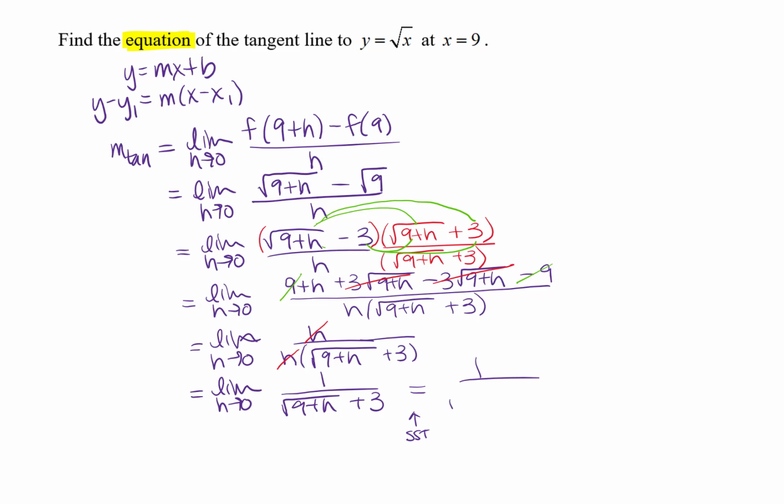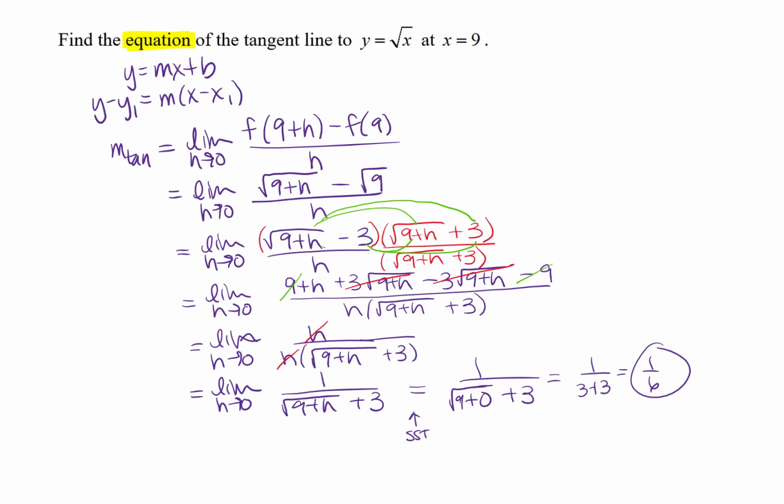So I'm not writing the limit anymore because I'm actually evaluating the limit. On the denominator it looks like I have a square root of 9, which is 3, and then plus another 3, so I get 1/6. All right, so unfortunately we're not all the way done with that. That's our slope. And then I need to write the equation of a line.